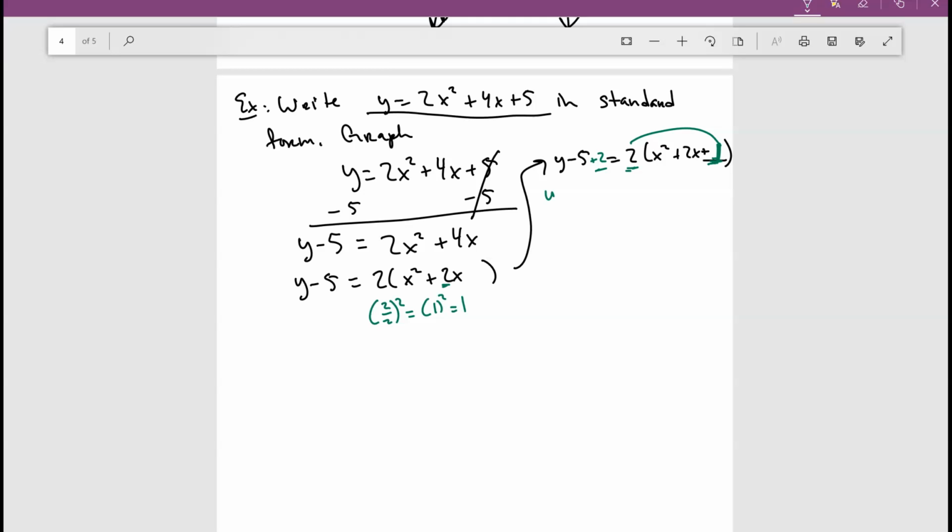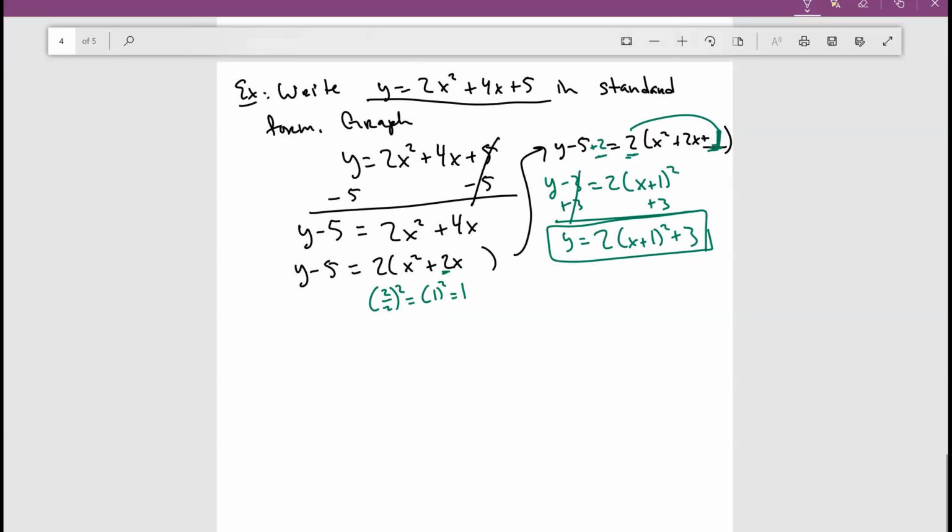So now I'm going to have y minus 3 equals 2, and I can factor this, which is going to be x plus 1 squared. Now I can add this 3 over, and I just have y equals 2 times (x plus 1) whole quantity squared plus 3. Okay, so that's my standard form. Now that I have this in standard form, I can easily figure out what everything else is.